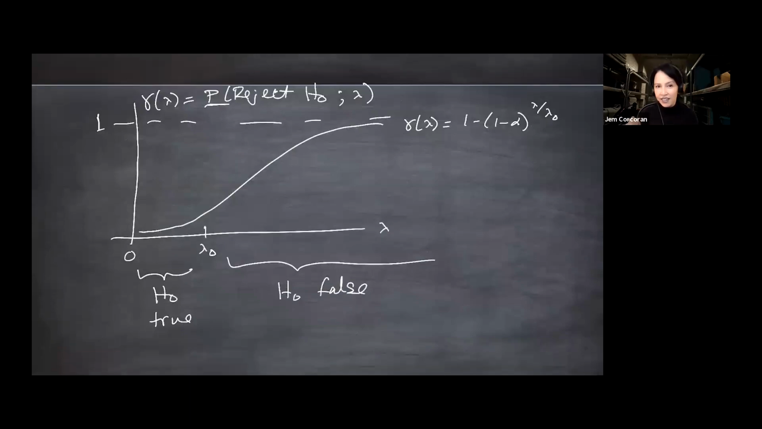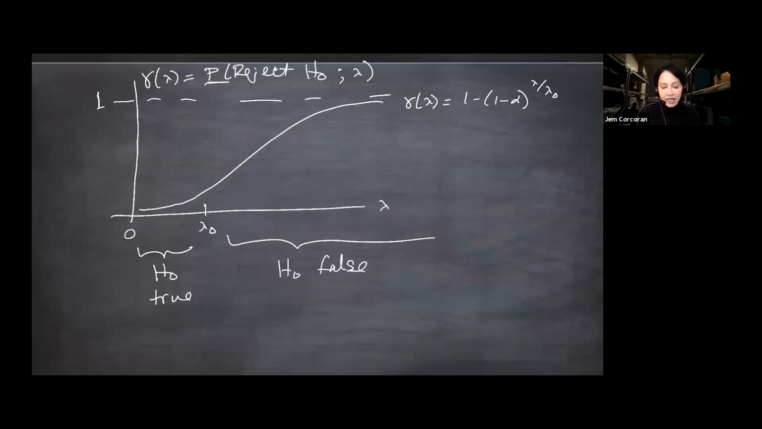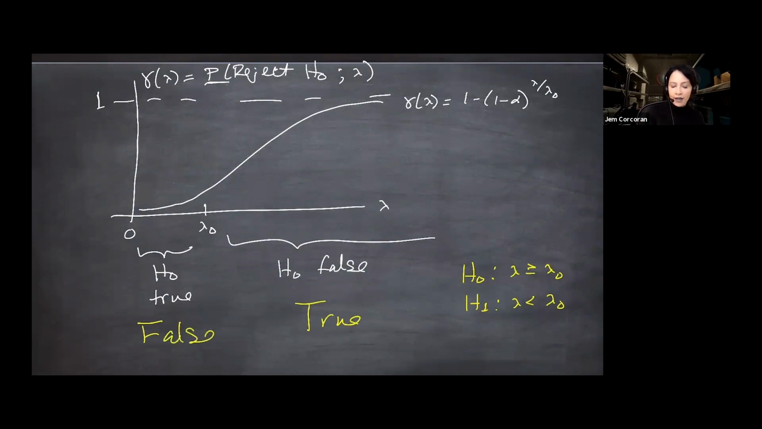This is not a CDF. It doesn't have to look like this. It doesn't have to be strictly increasing or strictly decreasing. But definitely if the hypotheses were the other way around, so lambda greater than or equal to some lambda naught versus lambda less than lambda naught, then this would be where the null hypothesis is true, and this would be where it's false, so we'd want something high here and low here. It could look very strange. It could actually, in theory, be some kind of U shape, which would be a horrible test.